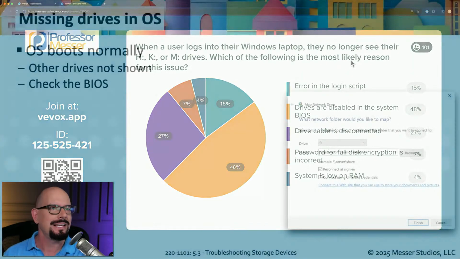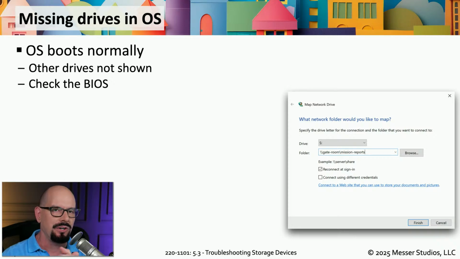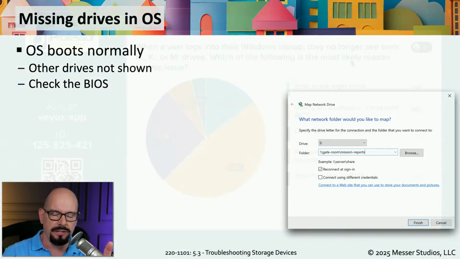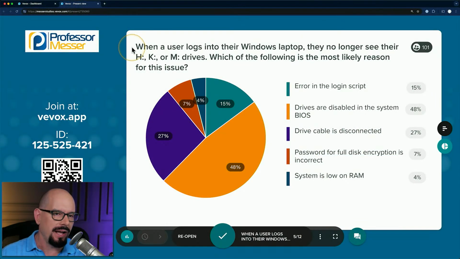There's a lot of things that can cause a drive to go missing inside of your operating system. Maybe there are drives in your system that are supposed to show up and they don't show up. These are physical drives on your system. One way to check the physical drives connected to your computer is to see their status in the BIOS. So you would restart your computer, start your BIOS config, and have a look at what's in there. But in our question, we have an H drive, a K drive, and an M drive.